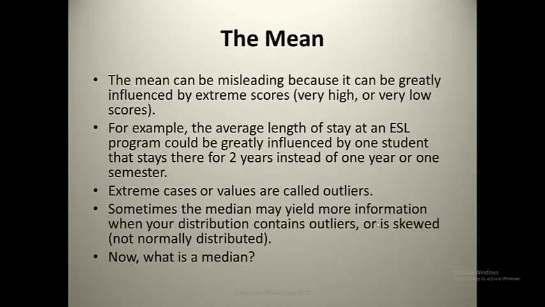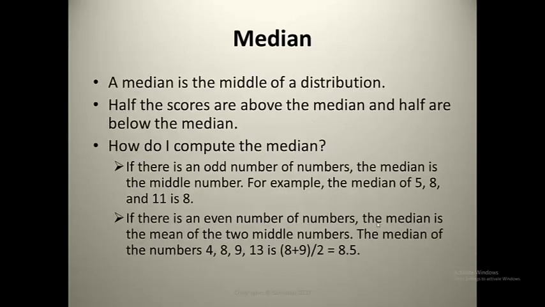So what is the median? The median is the middle of a distribution. Half of the scores are above the median and half are below the median. How do I compute the median? If there is an odd number of numbers in the data set that you are dealing with, the median is the middle number. For example, the median of 5, 8, and 11 is going to be 8.